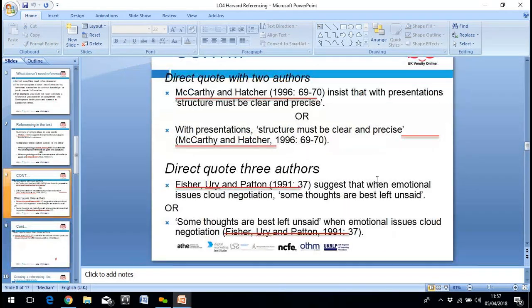Direct quote from three authors: put the three names in, and then when it was and what page it is. They suggest that when emotional issues cloud negotiation, so that's your words, and then you go to the quote, inverted commas, some thoughts are best left unsaid, inverted commas. Again, it works just the other way around. It doesn't matter which way you do it, whether you put it at the beginning or at the end.